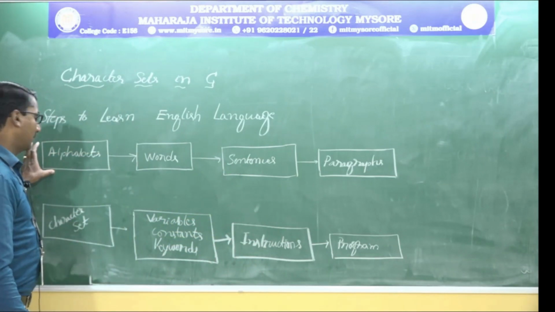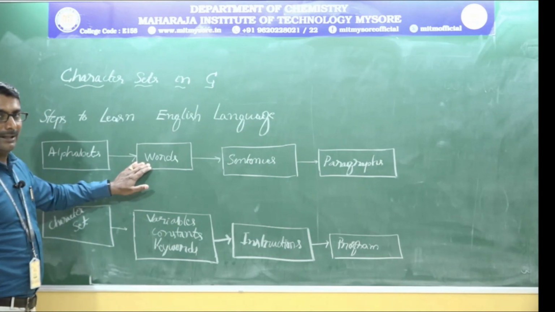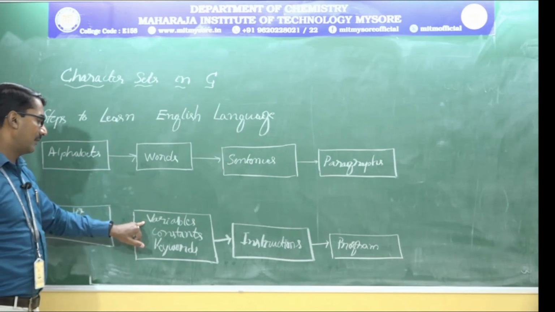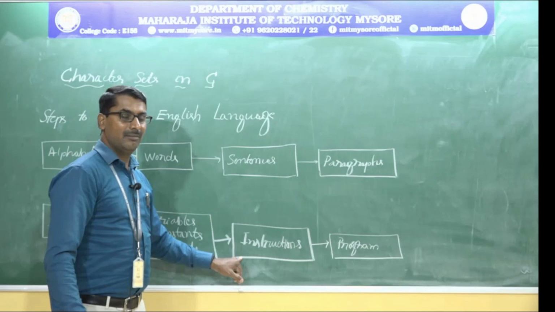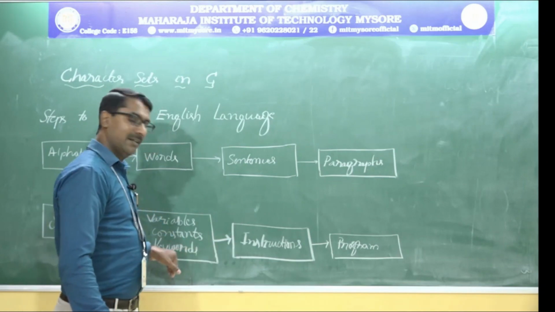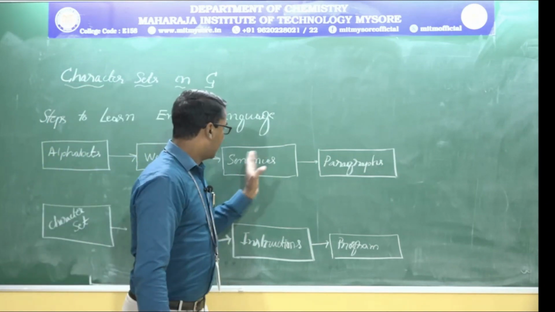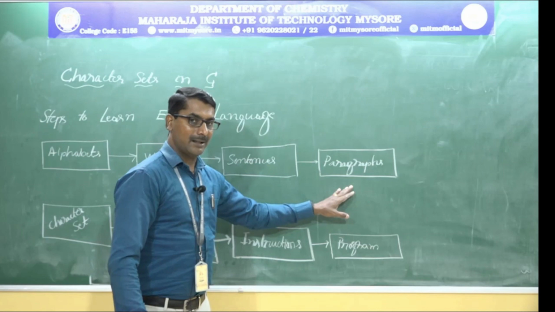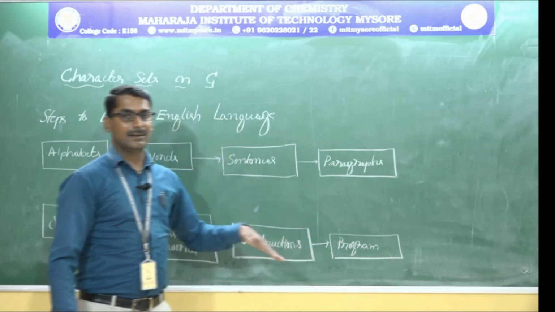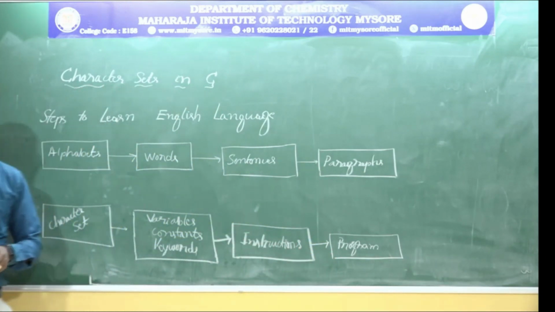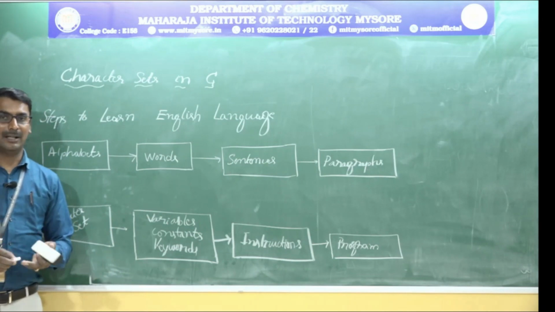Here, alphabets in the English language correspond to the character set in a C program. Words in English correspond to variables, constants and keywords. A sentence we call an instruction, because an instruction is a set of variables, constants and keywords, which are tokens. A collection of sentences is called a paragraph, but in a program, a set of instructions is called a program. This is what we need to know before learning a new programming language.